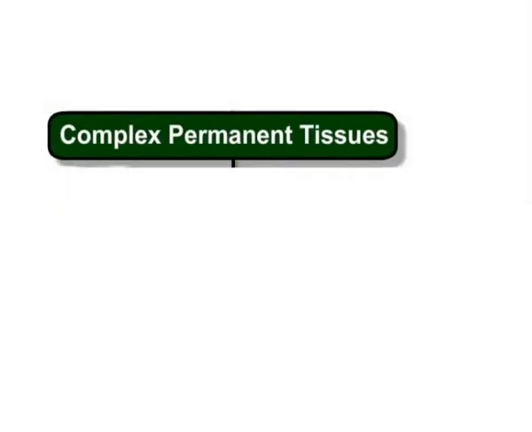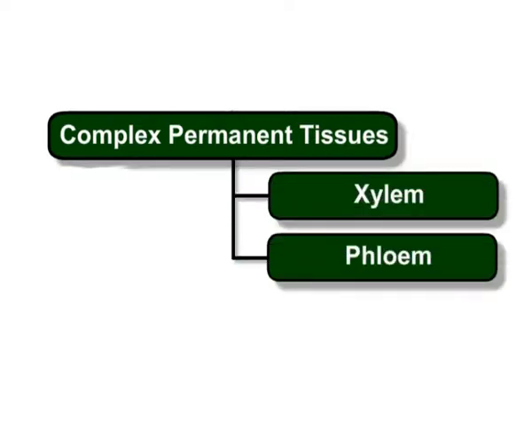A complex permanent tissue may be classified as a group of more than one type of tissues having a common origin and working together as a unit to perform a function. Complex tissues are of two types: xylem and phloem.